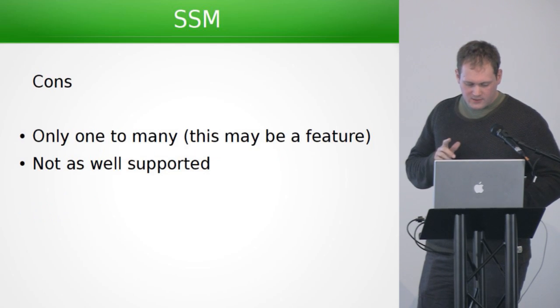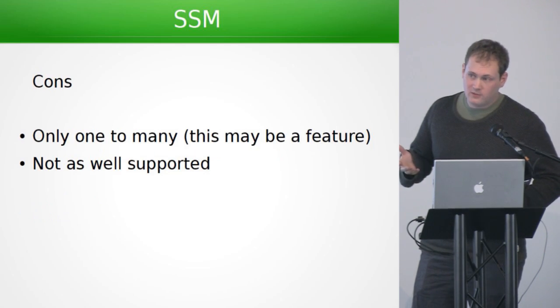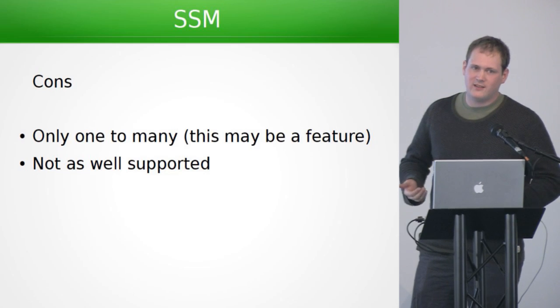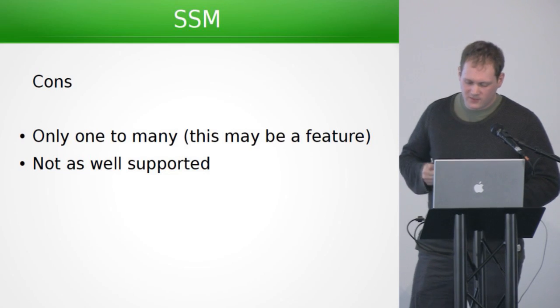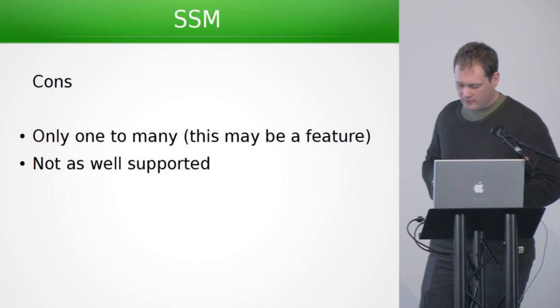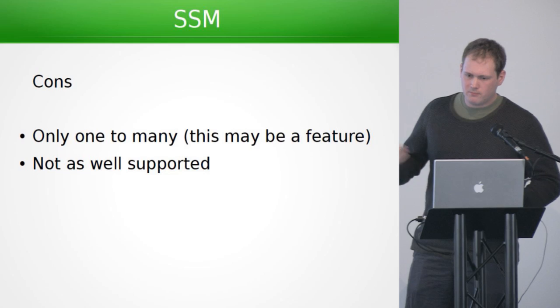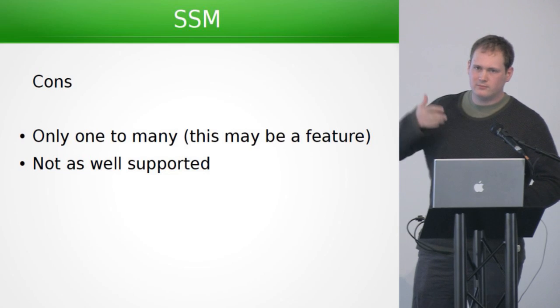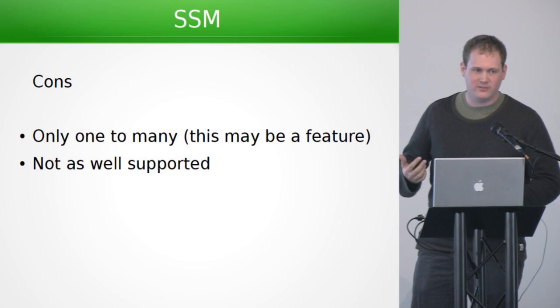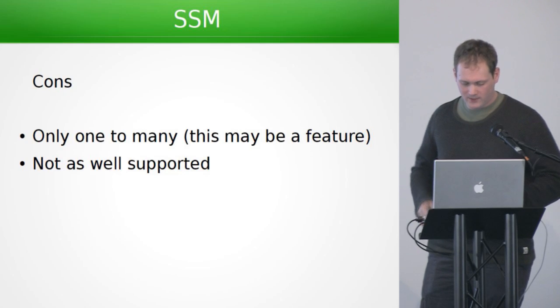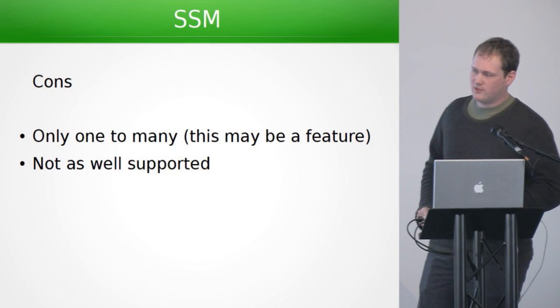You've told your router where to get the stream from. But this may be a disadvantage depending on what you want to do. Obviously, because you're soliciting it from a specific source, then you're not going to get the sort of multiple shared soup aspect of the ASM. And it's also not quite as well supported.